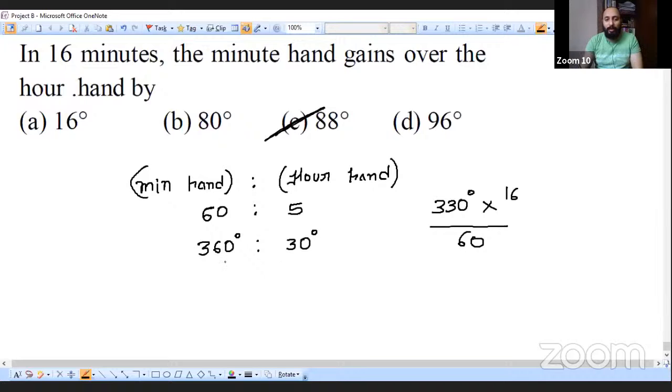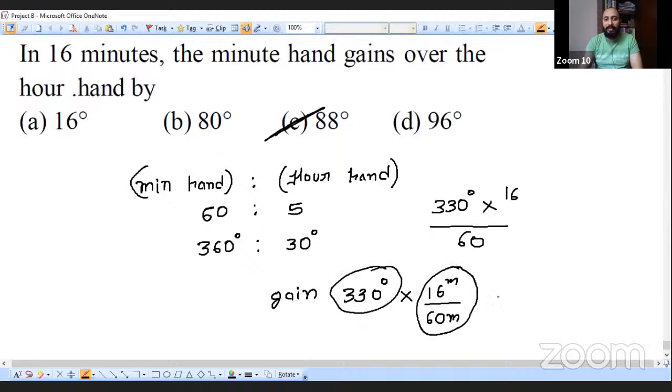So here you can see that the gain is 330 degrees. We are doing it for 16 minutes, and 16 minutes out of how many minutes? Out of 60 minutes. So 16 by 60 is the ratio. The gain is 330 degrees, so it will get an 88 degree gain. Is this clear, everybody? Any doubt on this, people?